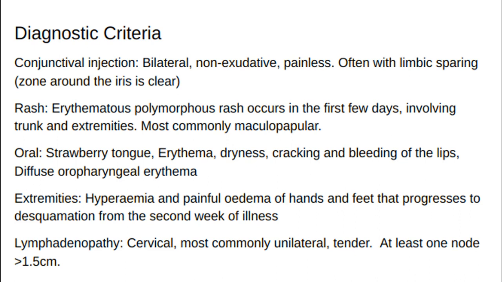Oropharyngeal changes: erythema, fissuring, bleeding, and/or crusting of the lips. Strawberry tongue with prominent fungiform papillae. Diffuse erythema of the oropharyngeal mucosa. Bilateral, non-exudative, limbal sparing, painless bulbar conjunctival injection, present in greater than 90% of patients. Acute unilateral non-purulent cervical lymphadenopathy with lymph node diameter of at least 1.5 cm, the least common criterion present.